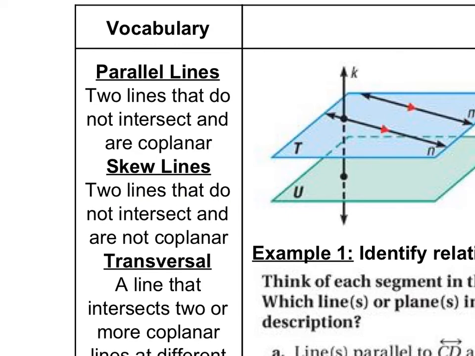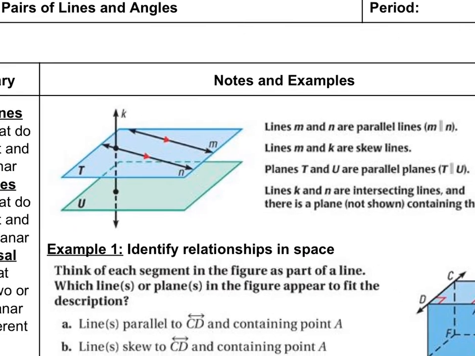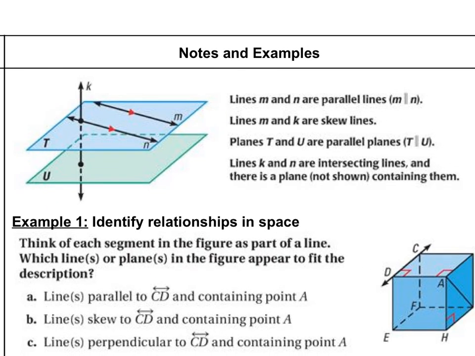So to take a look here at a picture and some notes that go along with it, we'll go through everything real quick. M and N, not the candies, they are parallel. These little red arrow marks mean that M is parallel to N. M and K are skew. Notice they'll never intersect, but they're not in the same plane, so we can't say that they are parallel.